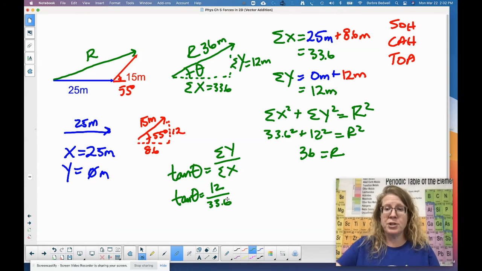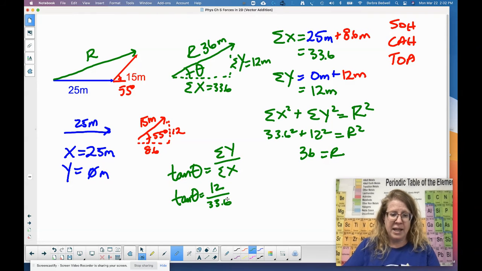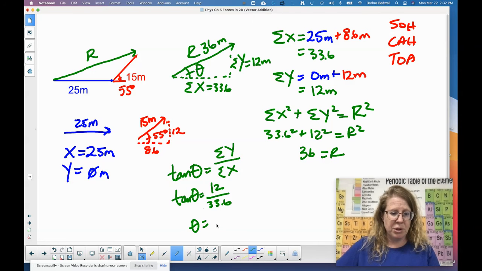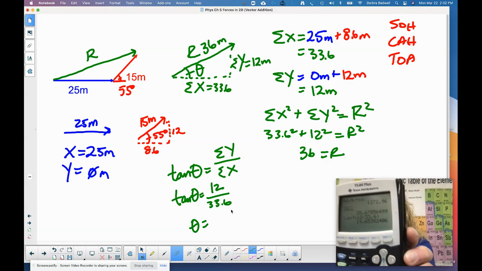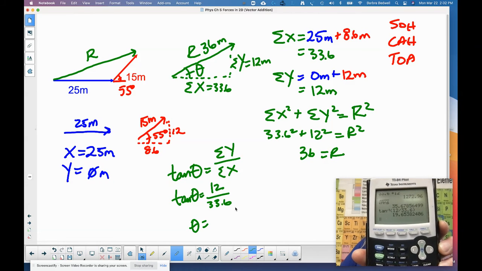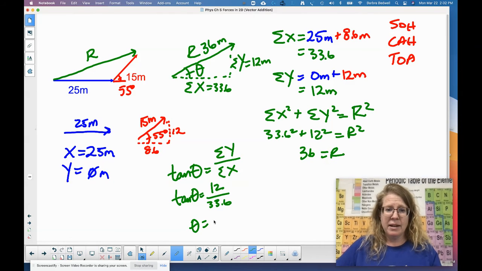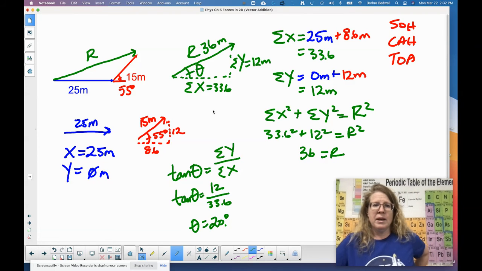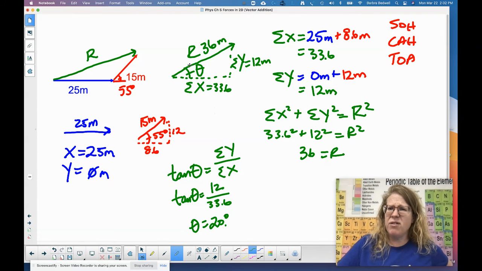And then you take the inverse tangent to get rid of it. So I do second tan of 12 divided by 33.6, and I put the other parentheses around it. And I get a value of theta equal to 19.65. You can kind of see how I have it typed into the calculator there. So basically 20 degrees, and you'd have a decimal place there for 2 sig figs. And yeah, this looks like it's less than 45. 20 degrees is a good estimate in terms of what that is.